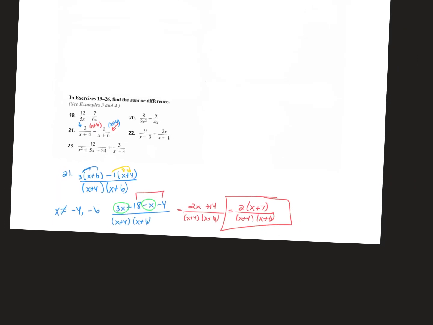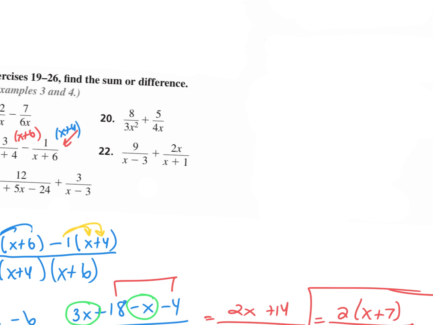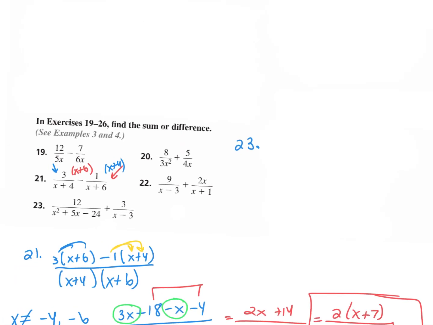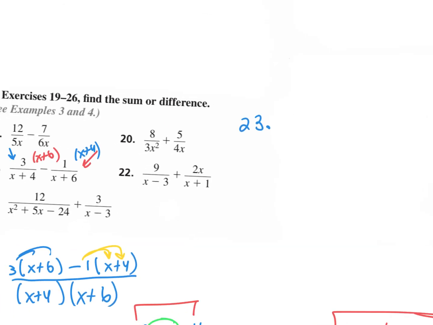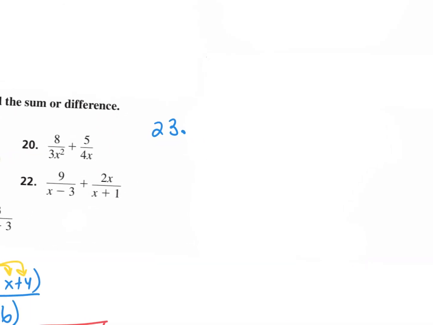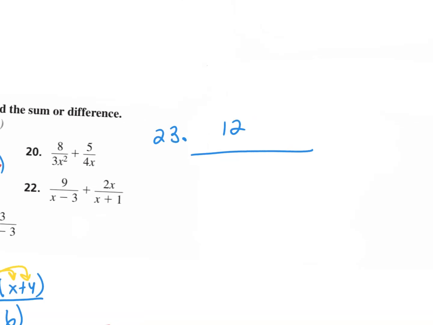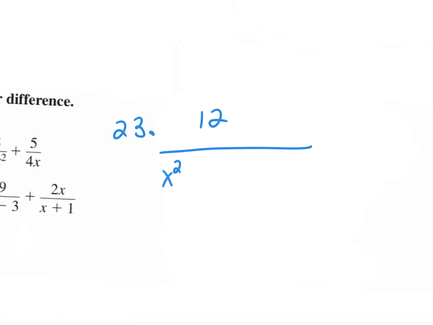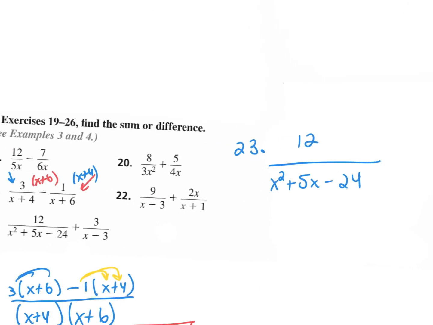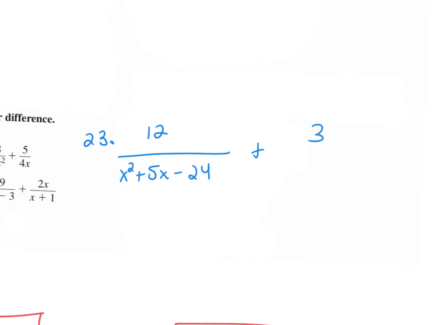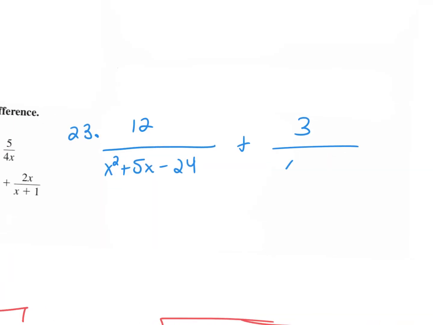All right, let's do 23. I'll let you guys do the last 3 on your own. I'll let you do 19, 20, and 22, and then you'll be good to go. So I have 12 over x squared plus 5x minus 24, plus 3 over x minus 3.